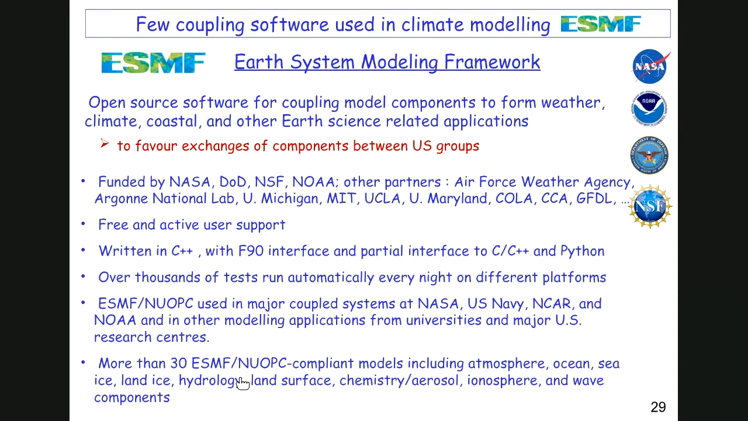Today, you have more than 30 ESMF NUOPC compliant models. So you have different types of components: atmosphere, ocean, sea ice, land ice, hydrology, land surface, chemistry, ionosphere, and wave components.